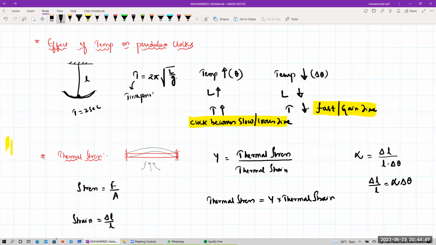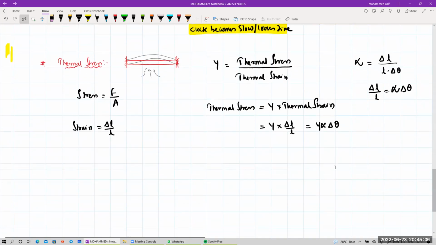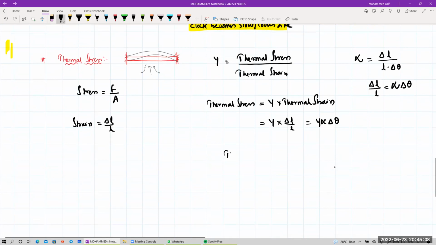Into your thermal strain. That means that will be equal to your Young's modulus into thermal strain, which is delta L by L. That means Y into delta L by L is alpha into your delta theta. Thermal stress is equal to, this is an important formula beta, Y into alpha into delta theta.